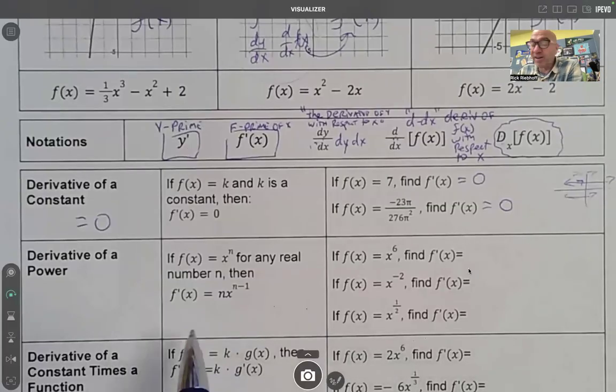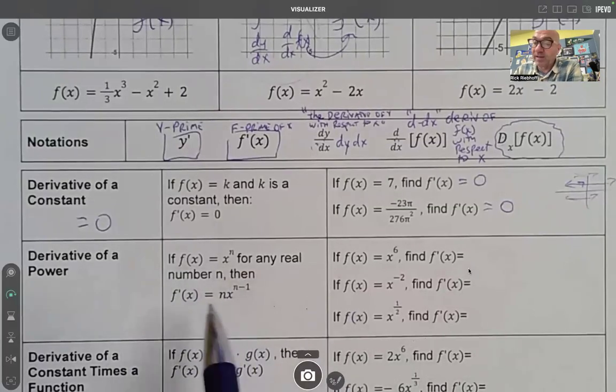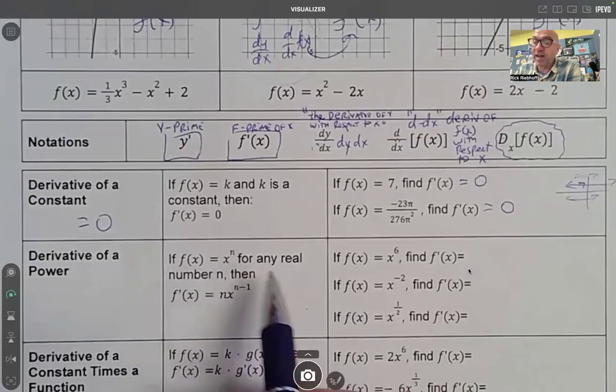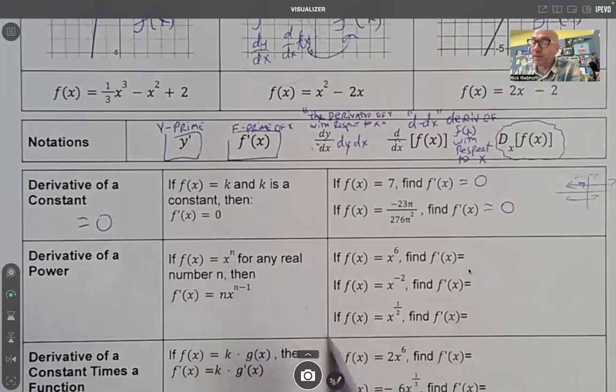All right, derivative of a power. So f of x equals x to the n for any real number n. Then f prime of x is, I thought that n could not be equal to negative 1.